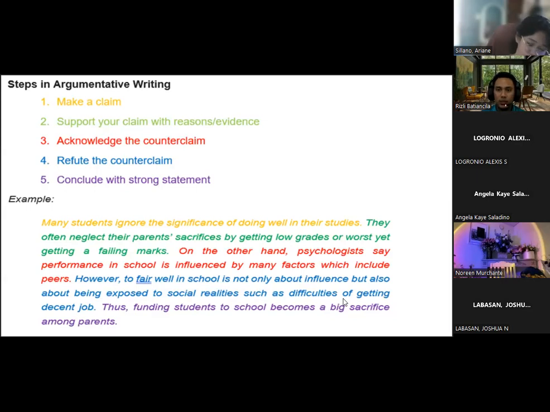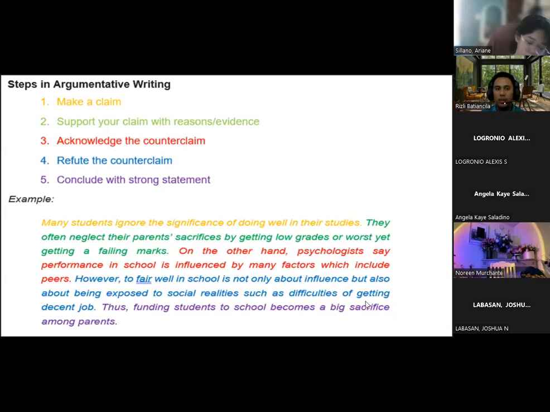Again, once we acknowledge the counterclaim, we must refute it. Okay? So yun yung kanyang function o yung purpose. Kaya niya inacknowledge. And then of course, you must conclude with a strong statement na pagdating sa dulo. Okay, kung sinimulan natin ng maganda, dapat it should be ended in a conclusion of a strong statement. Now, thus funding students to school becomes a big sacrifice among parents.